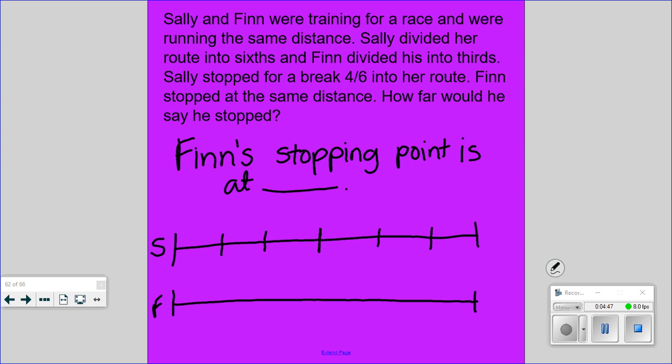Now I can go back and count. 1/6, 2/6, 3/6, 4/6, 5/6, 6/6. She stopped at 4/6. So she stopped past the middle. Ready? 1/6, 2/6, 3/6, 4/6. This is right where she stopped. Right at 4/6. That was her break. Pretty good break. Over halfway.